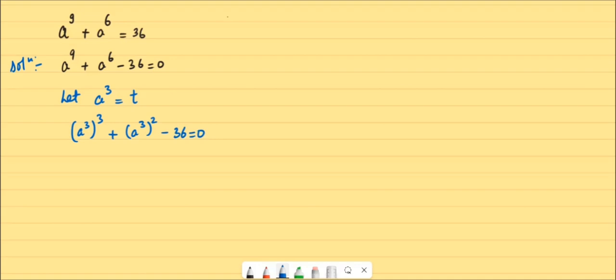Now we have assumed a to the power 3 is equal to t, therefore our final equation becomes t cubed plus t squared minus 36 equals 0. Alright, now here we have a cubic equation. Now how do we factorize a cubic equation? We have to look for the constant term.